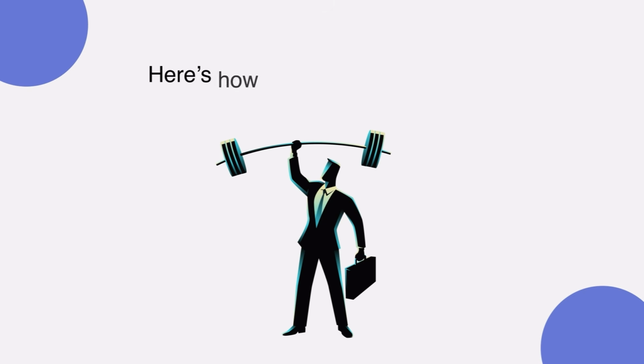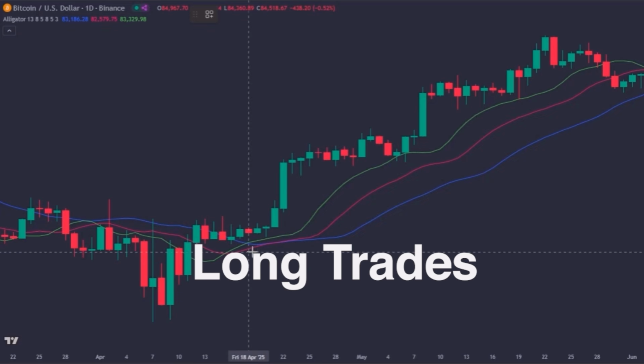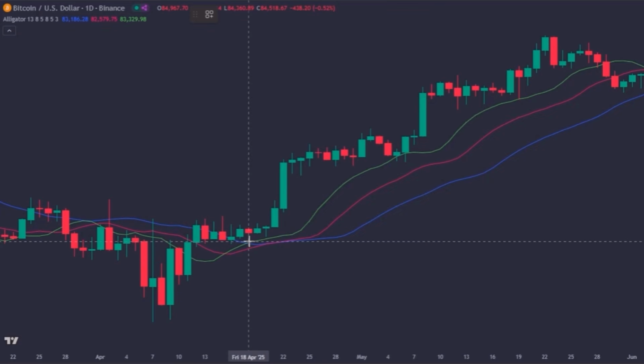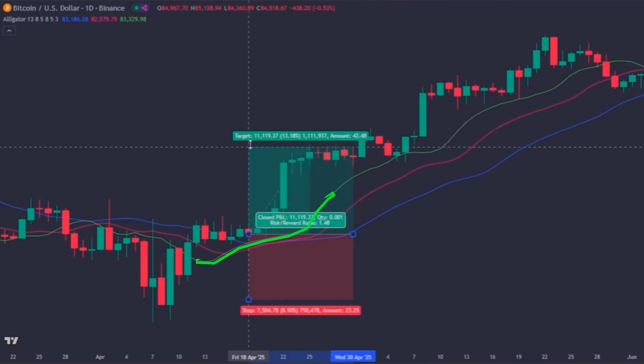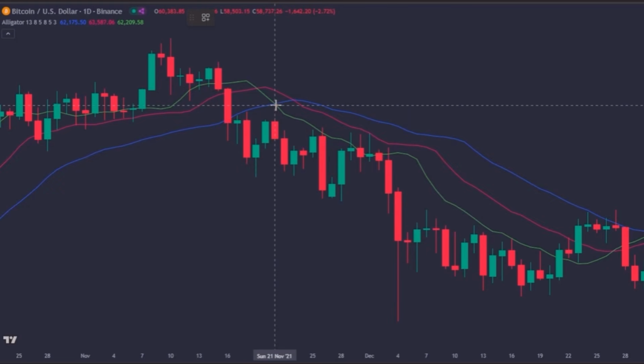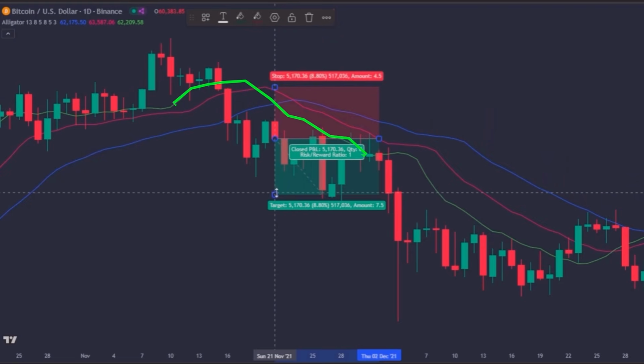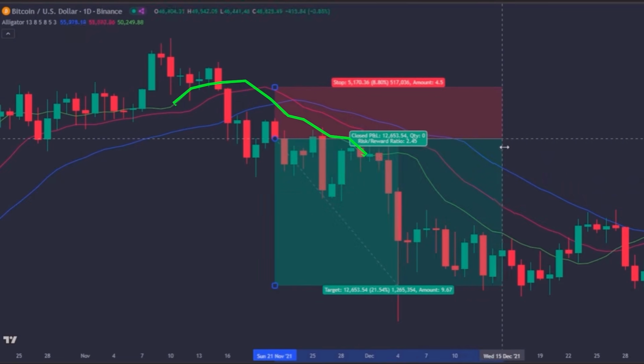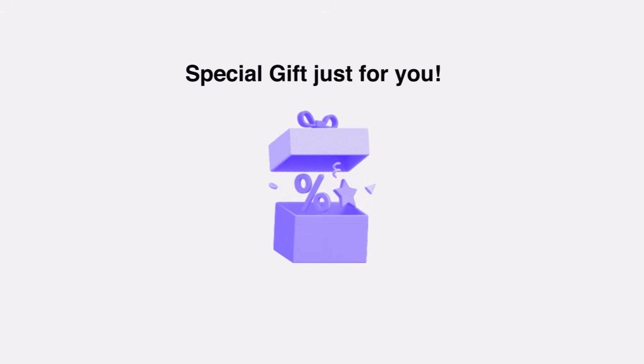To make it simple, here's how we will define the valid signals. Long trades are considered when the lips, the green line, cross above the teeth and the jaw, with the price closing above all 3 lines. And then short trades are taken when the lips line crosses below the teeth and the jaw, with the price closing below all 3 lines. Simple as that.